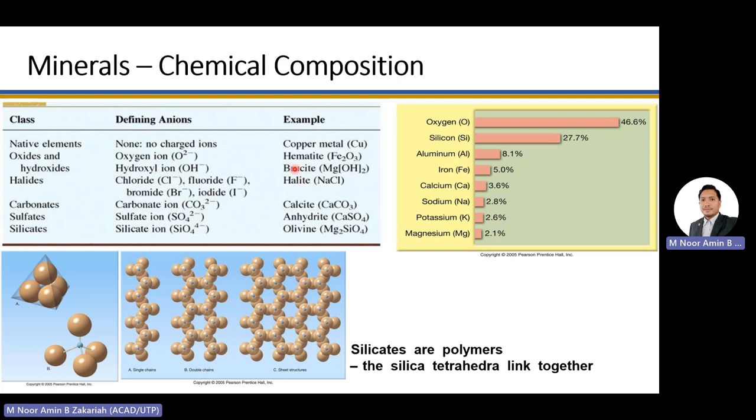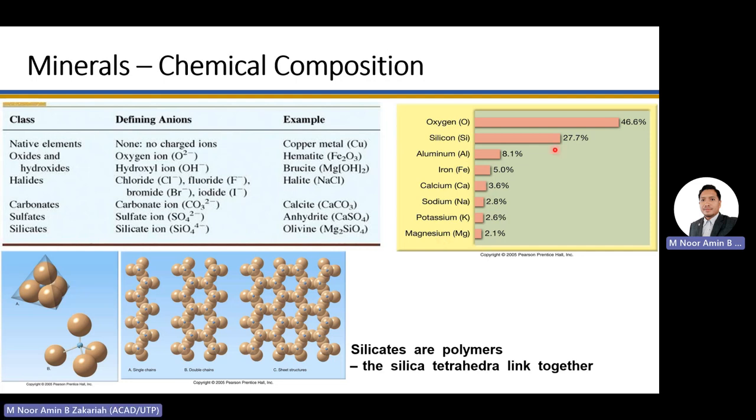So the chemical composition of a mineral is determined by its crystal structure and the atoms that are available in the environment where the mineral is formed. So the chemical composition of a mineral can be expressed in a variety of ways, including one, formula, second, percentage composition, and lastly, elemental analysis.